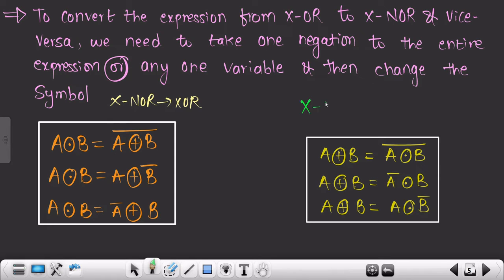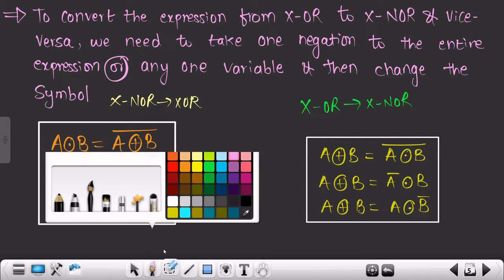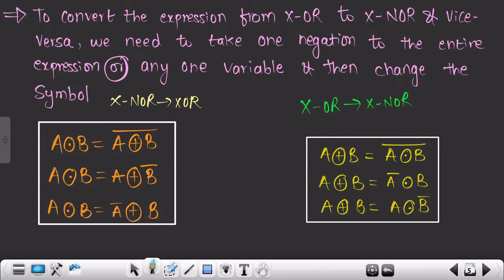XOR to XNOR conversion. This is your XOR and I need to convert it to XNOR. Okay, XNOR. So again do the same thing. This is your A XOR B. This is my A XOR B.